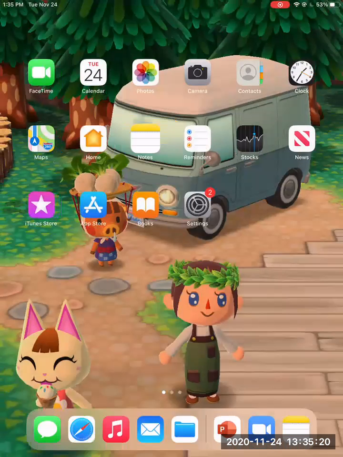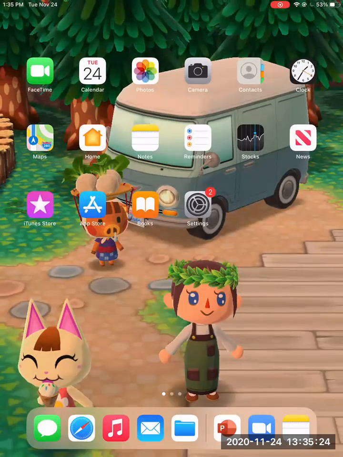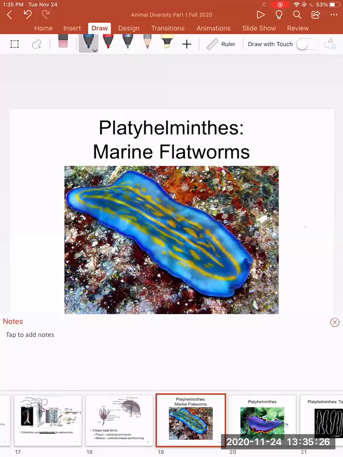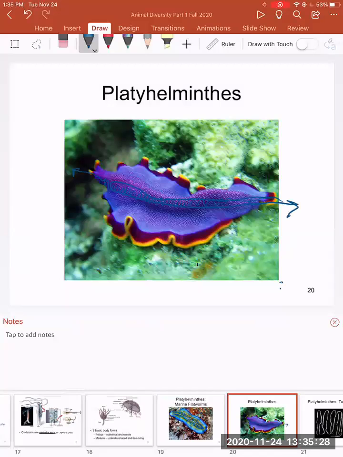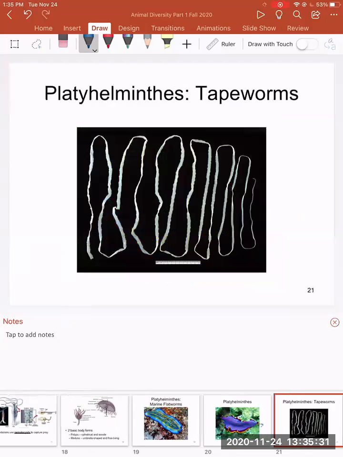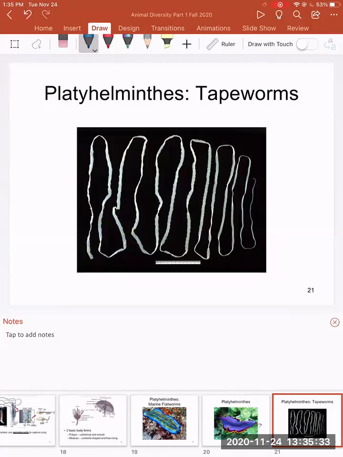Okay, let's quickly look at some pictures. These are the beautiful marine flatworms. Again, you can see large surface area relative to volume. Same here. Here's a tapeworm.